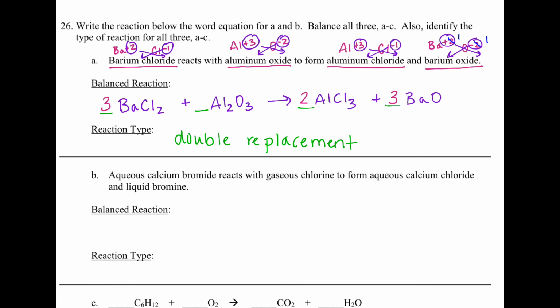So first thing, let's look at all of these compounds in our sentence, and then we'll start writing our formulas. So calcium bromide, no prefixes, so let's worry about charges. Calcium is +2, Br is -1. Then we see just an element, gaseous chlorine.